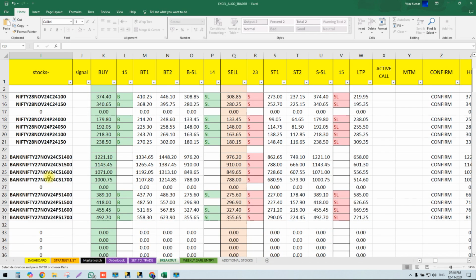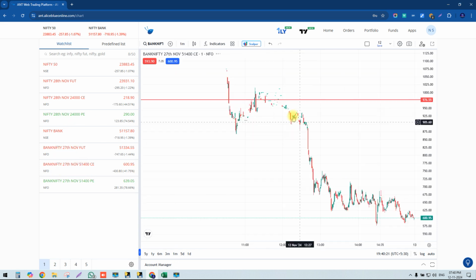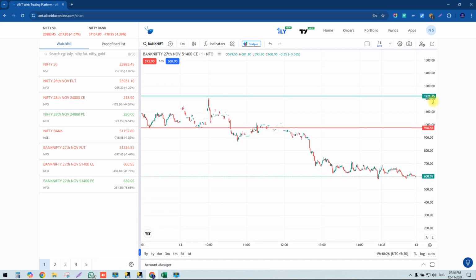Nifty call option is open. Now I'll go for Bank Nifty put option. Bank Nifty put option, buy was 1221 and sell was at 976. Just remember, Nifty call option, 1221 and sell is for 976. Yes guys, you can see here market gave sell in Nifty call option also.